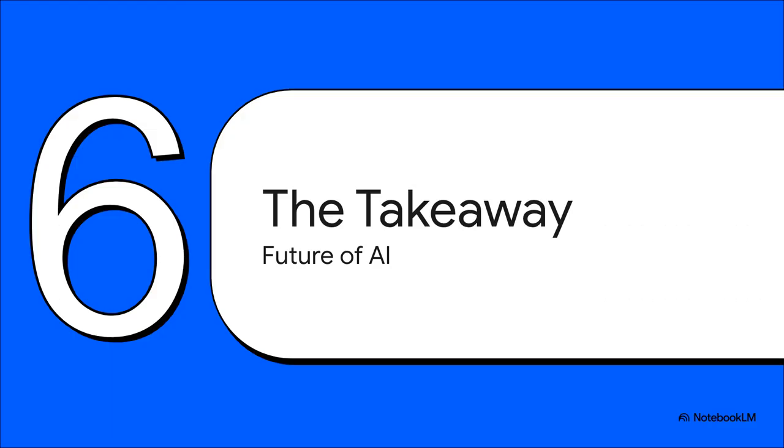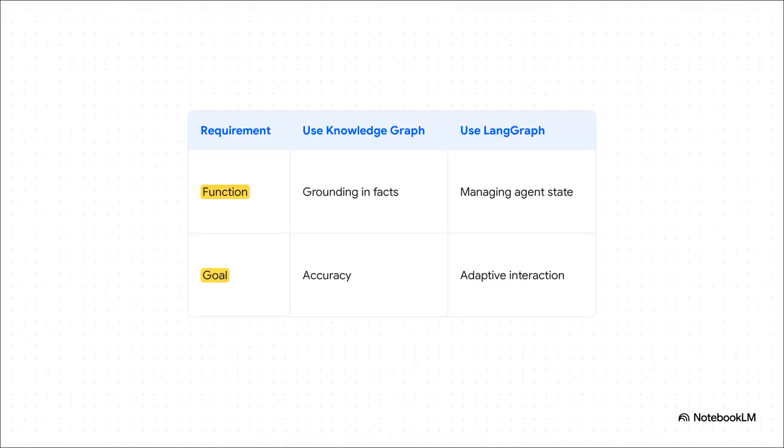So after all that, let's bring it all home. What's the big takeaway here? What does this whole dual graph idea really mean for where AI is heading? Well, it really boils down to this simple choice. When do you use which graph? You use a knowledge graph when your main goal is to ground your AI in verifiable facts, to boost its accuracy and fight hallucinations. You use LangGraph when you need to build an agent that can handle complex, multi-step conversations and remember what's going on.